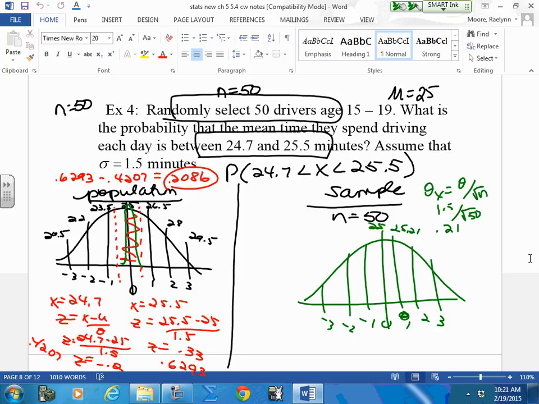25.21, I add another 0.21, 25.42, I add another 0.21, 25.63. I subtract 0.21, 24.79, I subtract 0.21, 24.58, and that's probably good enough. Now, I need to know between 24.7 and 25.5. I need to know this area. Okay? Remember, it's going to be a little tiny area. I don't want to deceive you by you thinking it's going to be very large. Same thing, you just fill in a different standard deviation.